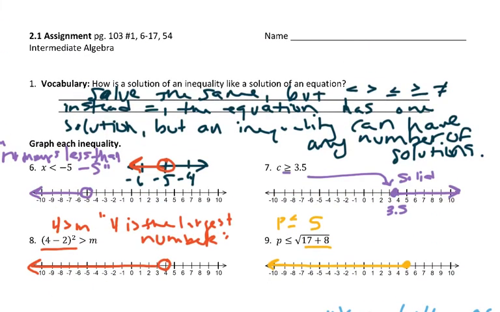Alright, so hopefully your 2.1 assignment kind of makes sense, just practicing which direction to shade, what symbol works, and such.